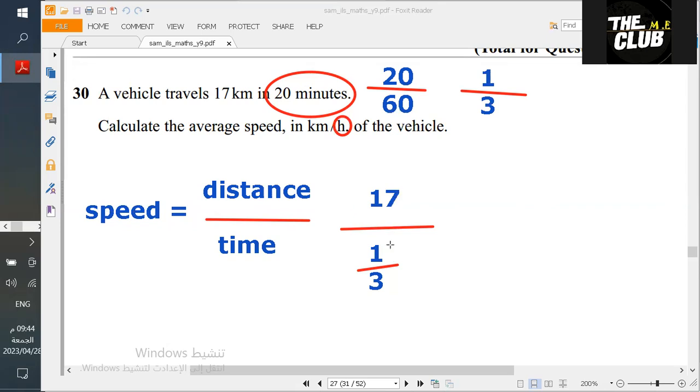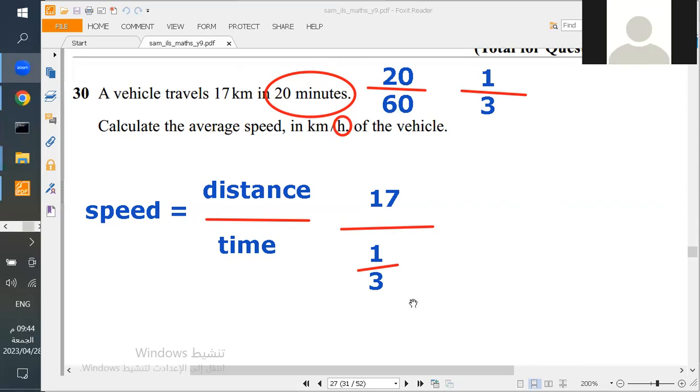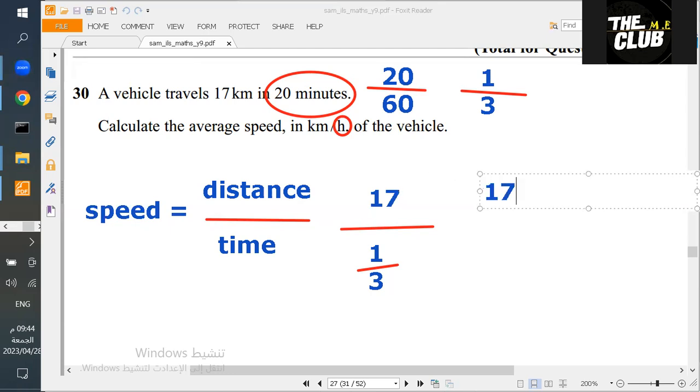I can use a calculator here. But we convert the dividing into multiplying by flipping it, so we multiply by 3 over 1. Remember the reciprocals, we talked about this before. So it's 17 times 3, you get 51. Dividing becomes multiplying: 17 times the flip of 1 over 3, which is 3 over 1, which is 3. So 17 times 3 equals 51 kilometers per hour.